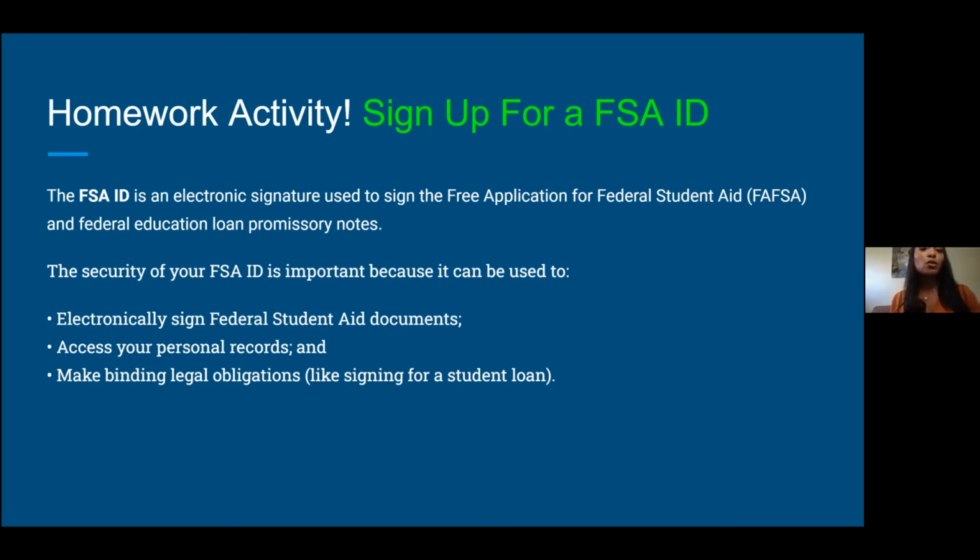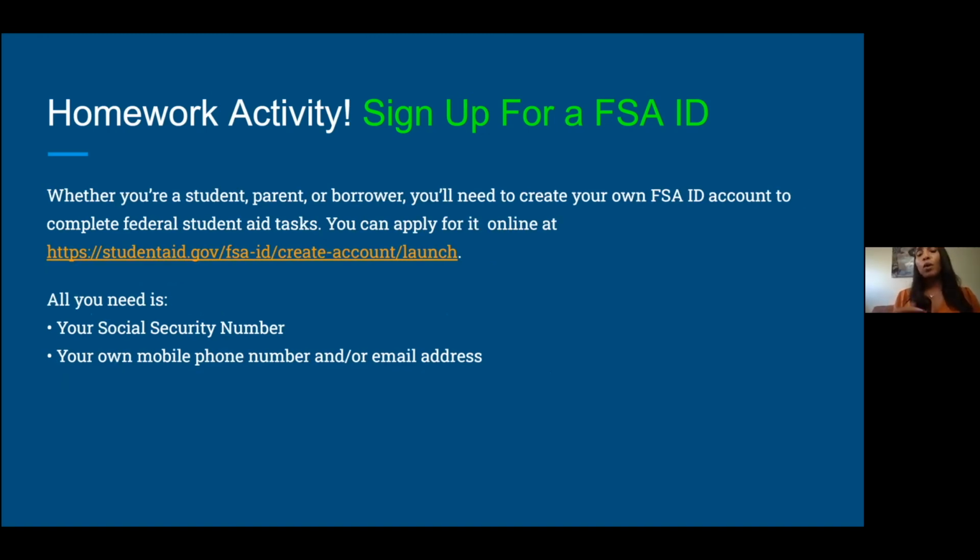You access your personal records through this FSA ID. And when you take out those loans, you sign for your loans using your FSA ID. So it's very important for you to have one. What do you need to have one, and what does your parent need? You need your Social Security number, and you need your own mobile phone number and/or email address. This is the website that you would go to in order to create your FSA ID. That is your homework for this workshop: get your FSA ID together, because you will definitely need that.